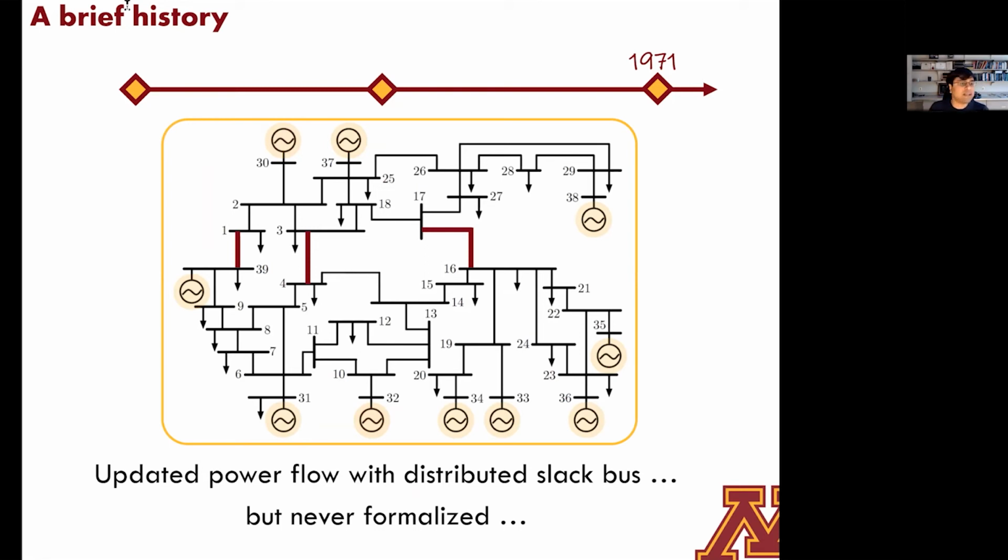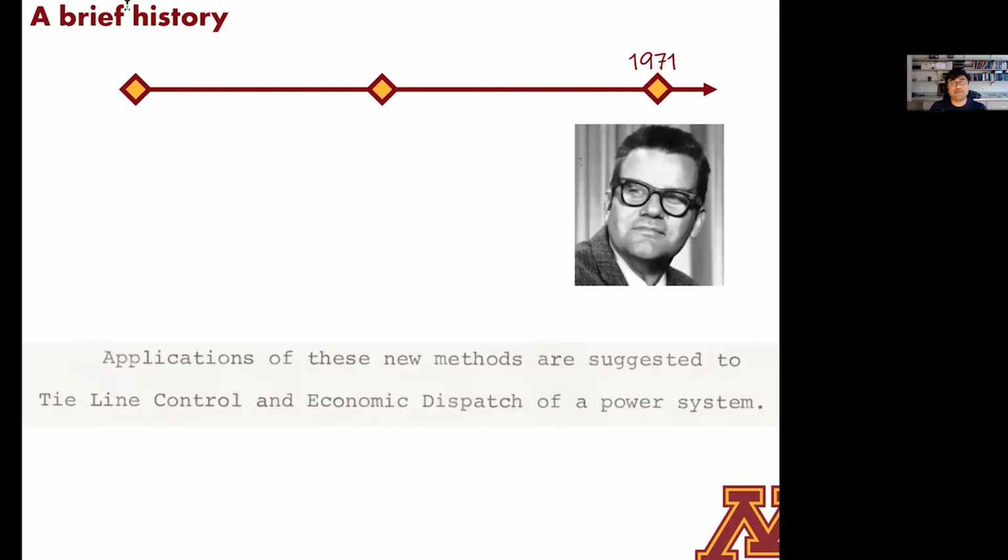But even his early attempts at doing this were not terribly formalized. Okay. So in fact, if you dig into the future work section of this master's thesis, he said, or at least the advisee said, applications of these new methods are suggested to tie line control and economic dispatch of a power system. So this is from the future work section.